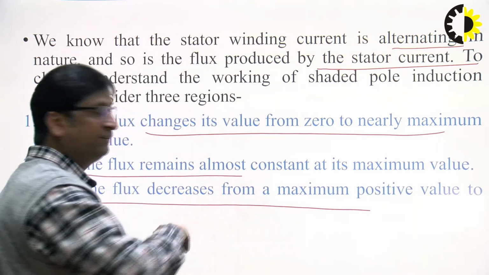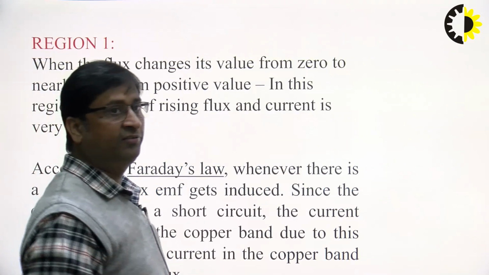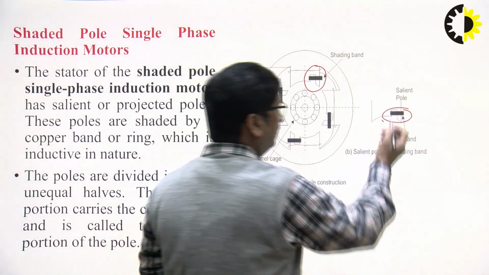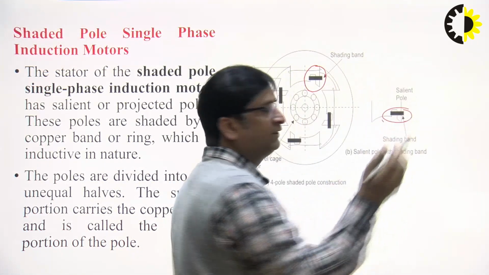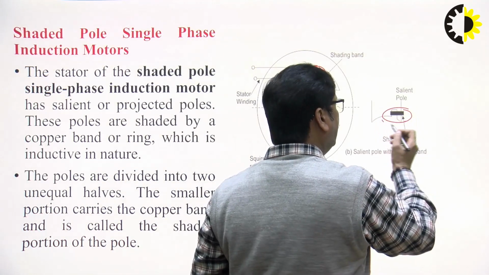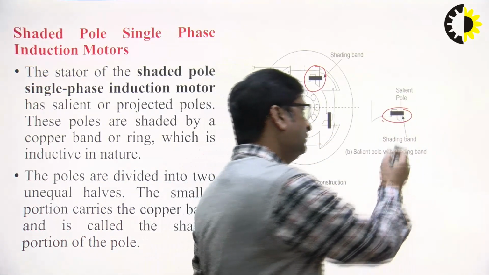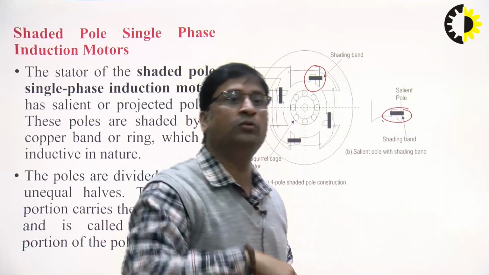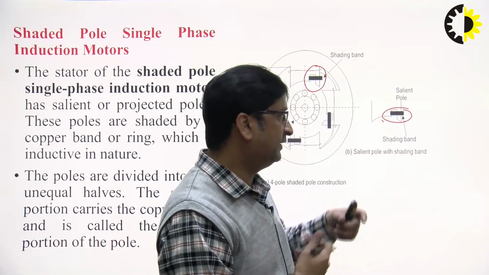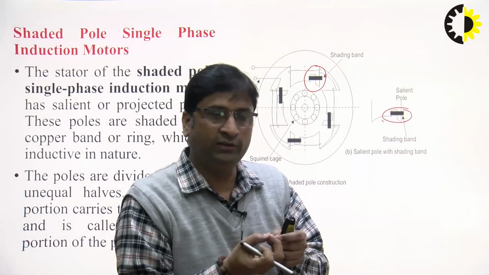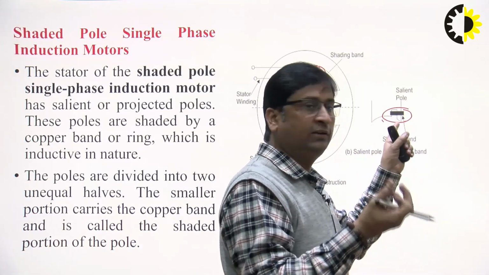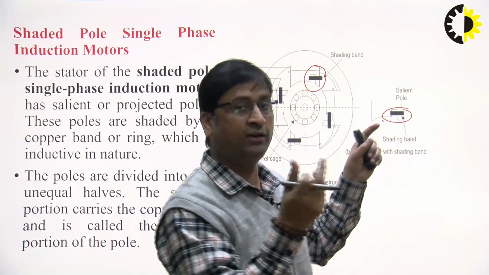So these three regions we will discuss here. In the first region, when the flux d phi by dt is increasing, the flux is changing, and this band will induce some voltage in it, because it's a copper band. Because the flux is changing, this band will induce some voltage, and because this band is short circuited, current will flow.